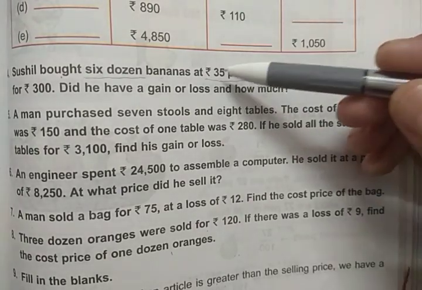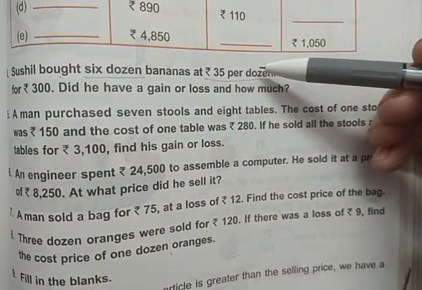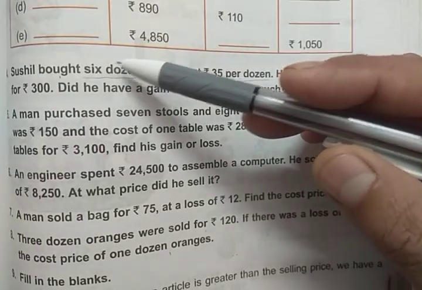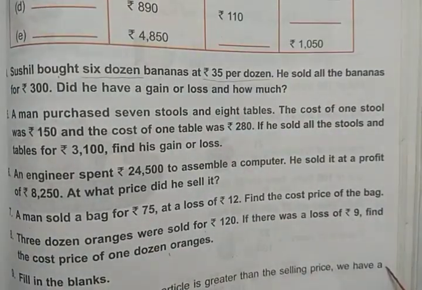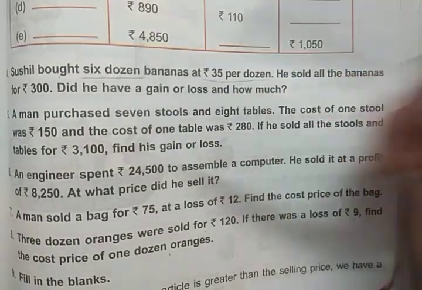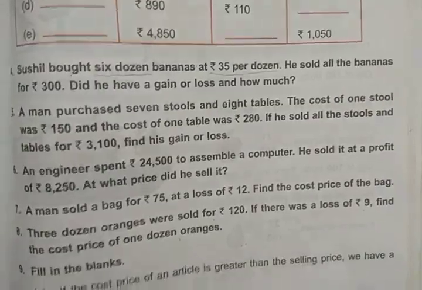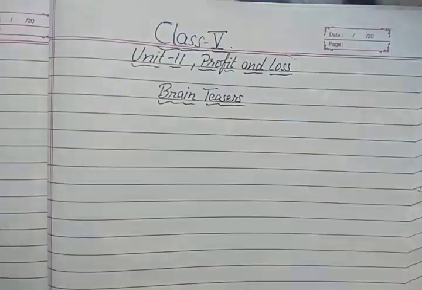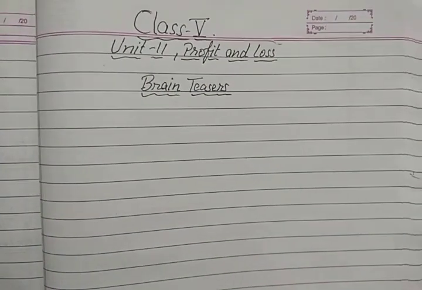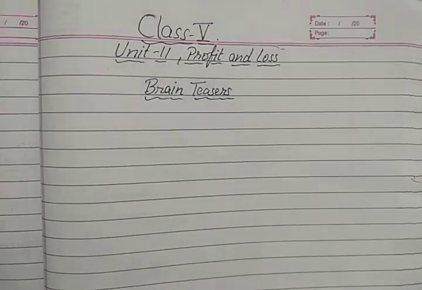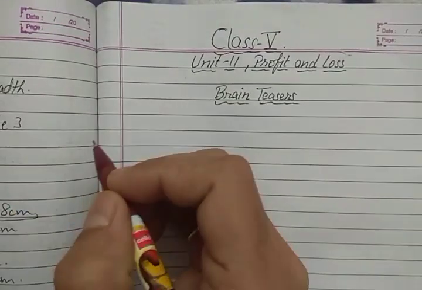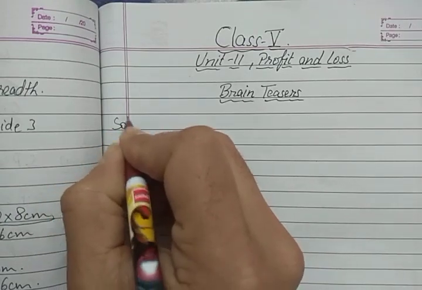So in the same way, cost of 1 dozen banana is given. You have to find out the cost of 6 dozen bananas. So multiply it. 35 multiplied by 6. Then you will get the cost price of 6 dozen, and then selling price is given. Find out the gain or loss. Let us do this question. So the question number is 4. So solution number 4.